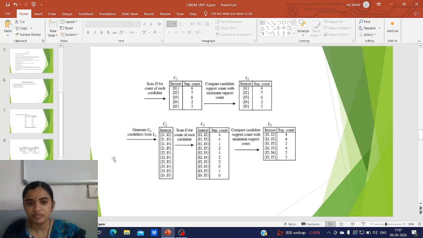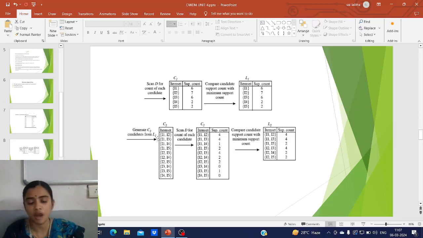Go to the next one. Based on the L1 frequent item set, you have to generate the C2, meaning candidate item set. You can perform different combos: I1, I2; I1, I3; I1, I4; I1, I5. Next, I2 combos: I2, I3; I2, I4; I2, I5, like that. So we have prepared different combos, where each consists of only two items.